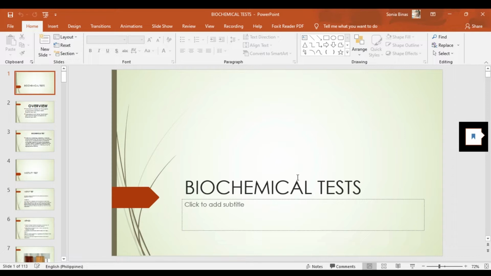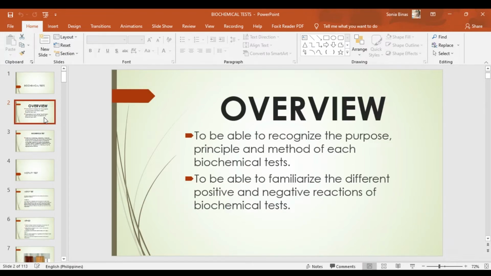So today's discussion, sana po ay magkaroon tayo ng additional learning. Sana ay we will be able to recognize the purpose, principle, and method of each biochemical test and to be able to familiarize the different positive and negative reactions of biochemical tests.